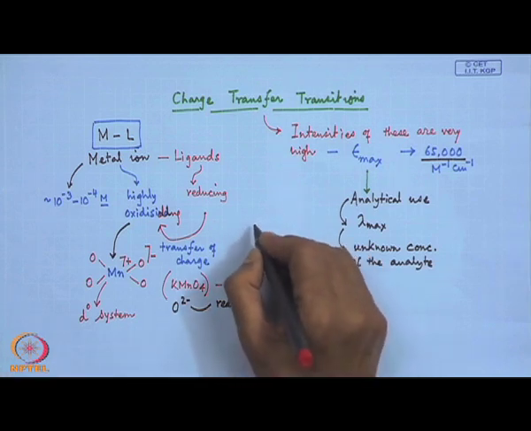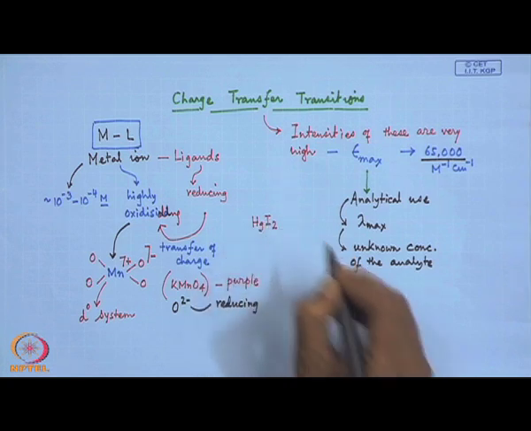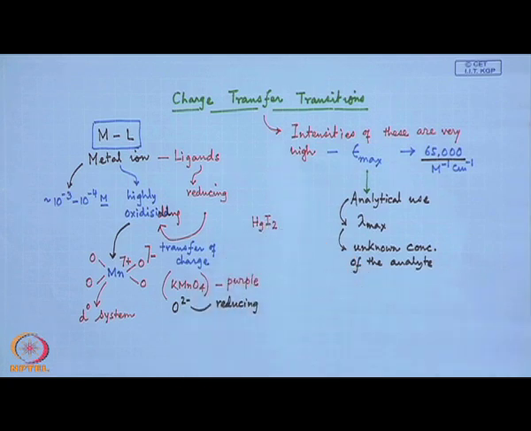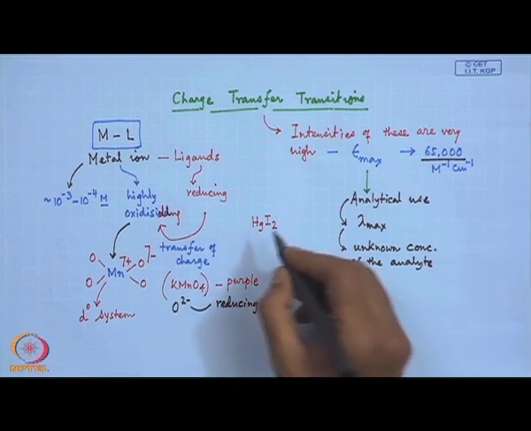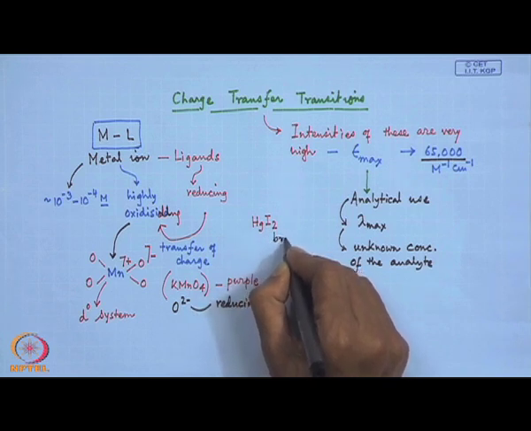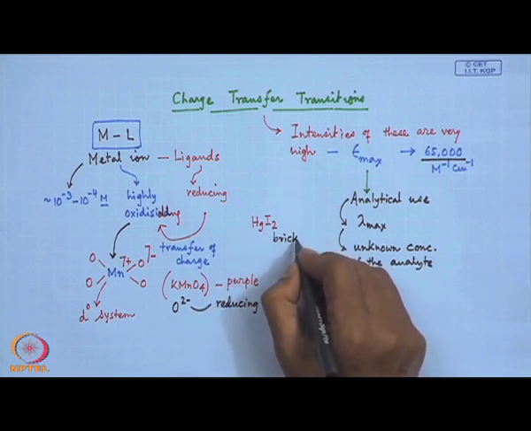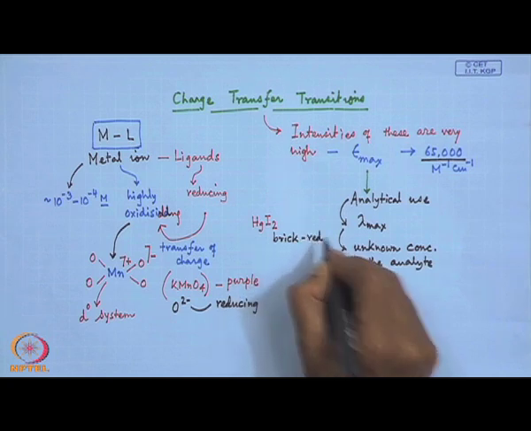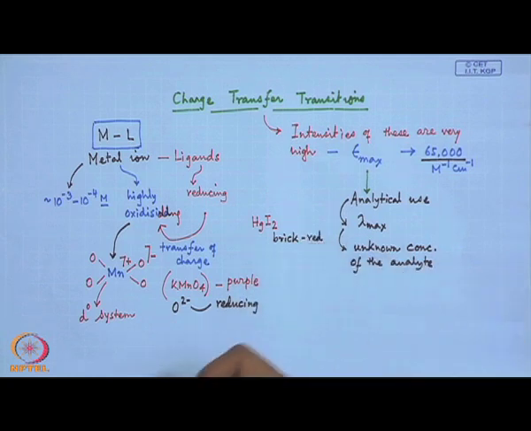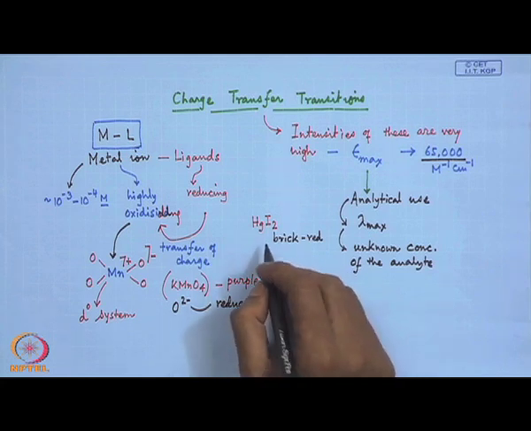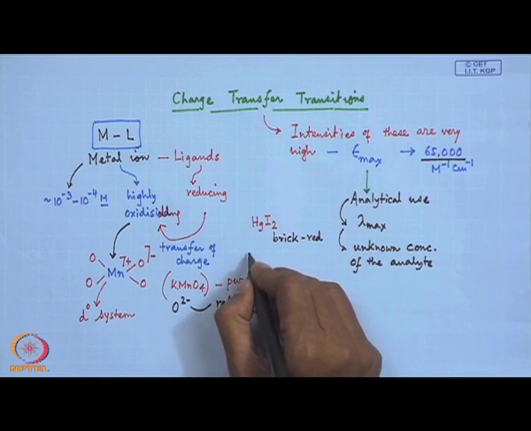Similarly, mercuric iodide can also be another example of this type of compound, showing a charge transfer transition which is brick red in color. So, we see that these colorations are in the visible region and they are highly intense. The intensity of these colors basically tells us that a charge transfer transition mechanism is operating between the metal center and the ligand.